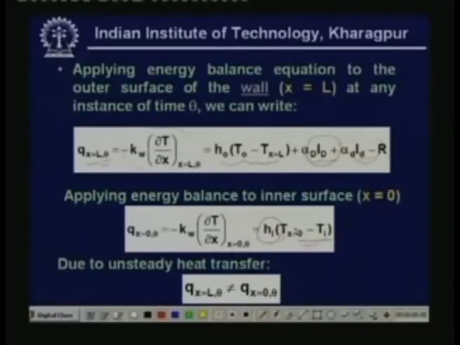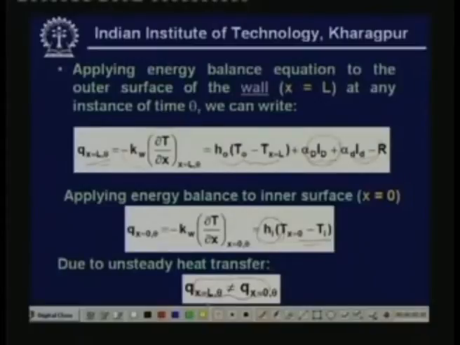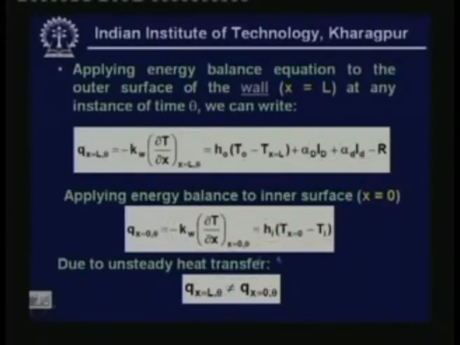Okay, and as I said, because of the capacitive effect of the wall, Q at x is equal to L and theta is not equal to Q at x is equal to 0 and theta. That means Q in is not equal to Q out. Okay, and ultimately what is the load on the building? Load on the building is nothing but what is the heat transferred from the wall to the conditioned space, that is given by this. So this is very important as far as the building cooling load is concerned. Okay.